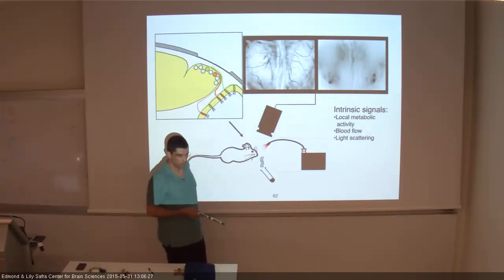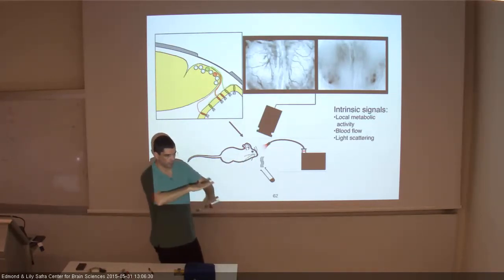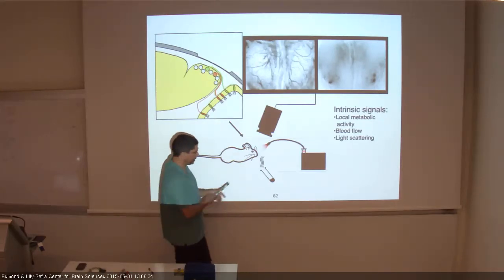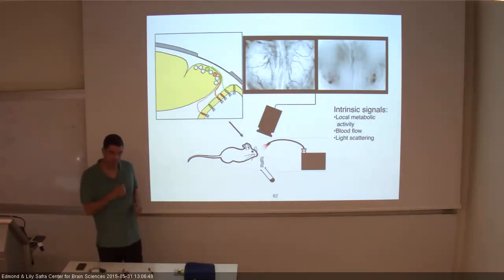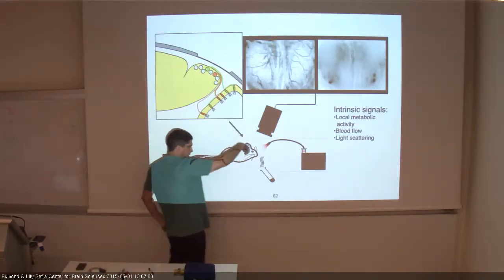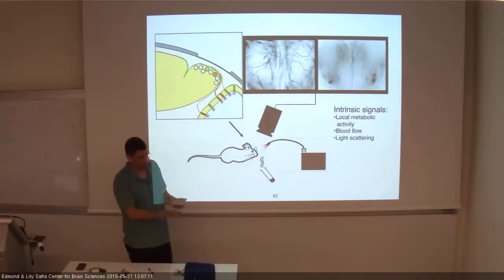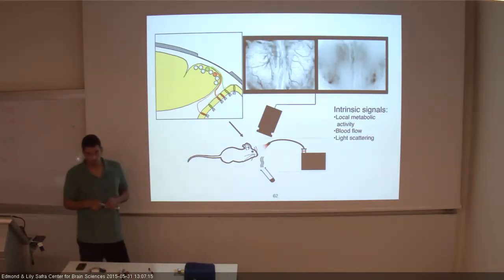You shine red light on it, and you measure the reflectance of light from the brain. If you give a stimulus, in some cases, depending on the geometry, you can see a signal that comes from the brain. This method was actually invented by Amiram Grinvald, who is now at Weizmann, in his earlier days at Rockefeller University, and it was used and still is used very robustly in sensory systems, in the visual system, to describe ocular dominance columns.